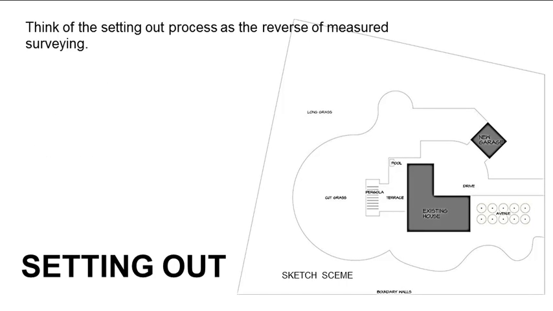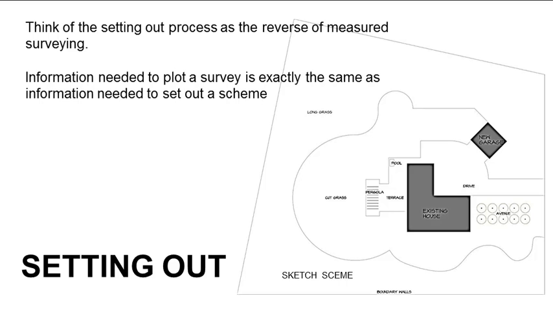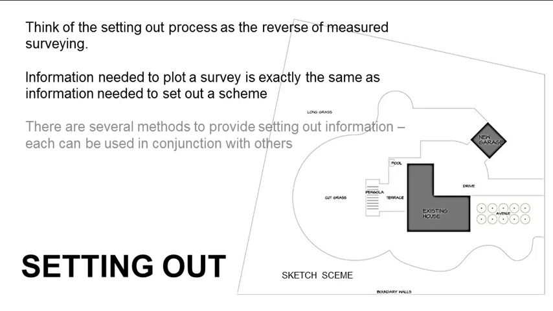Think of the setting out process as the reverse of measuring the survey. Information needed to plot the survey is exactly the same as the information needed to set out the scheme. There are several methods to provide setting out information. Each can be used in conjunction with the others. Always put yourself in the contractor's shoes and try and imagine what information you would need to set out the design yourselves.